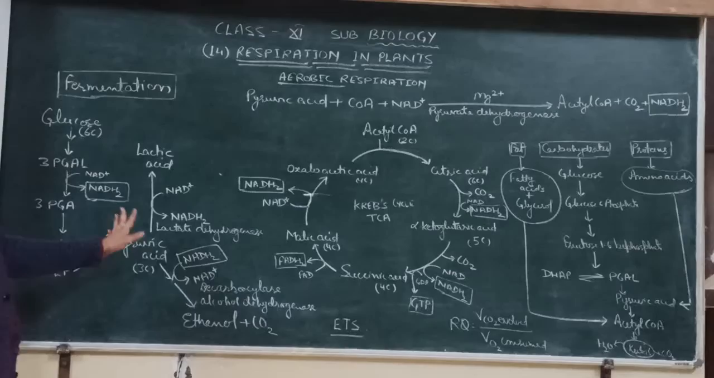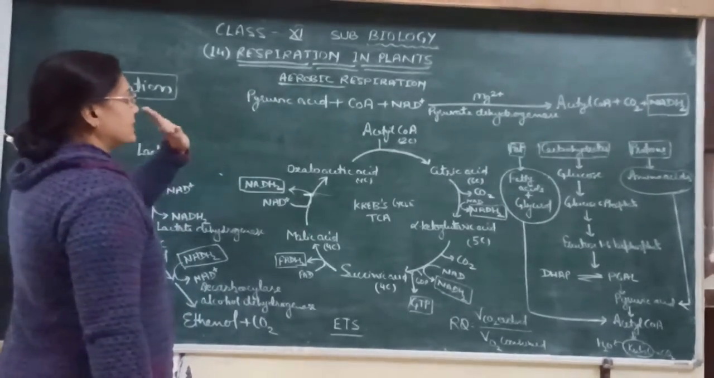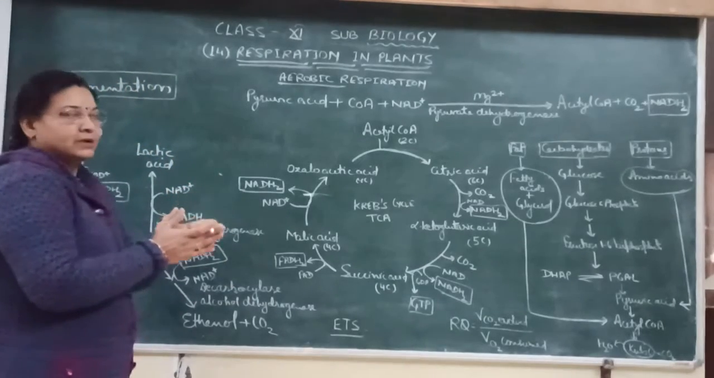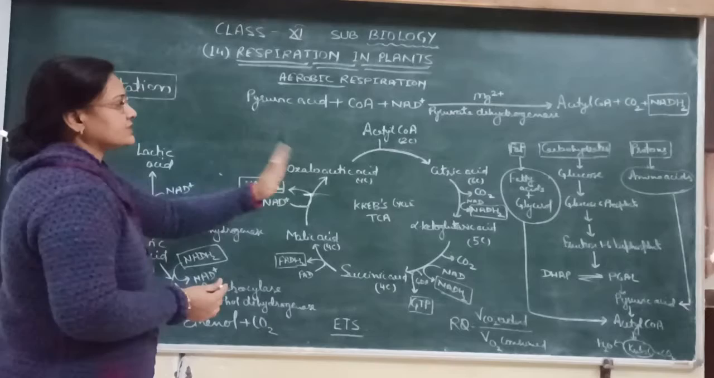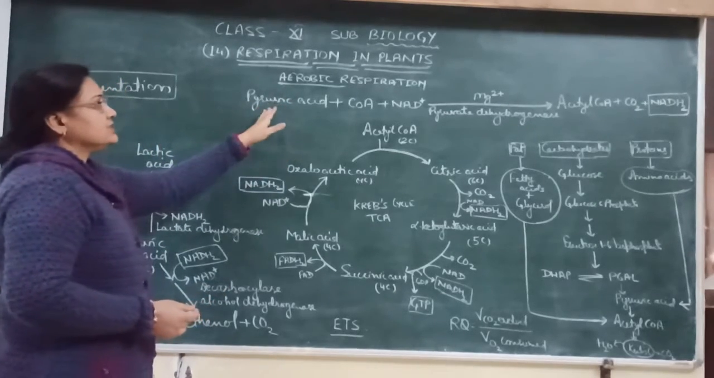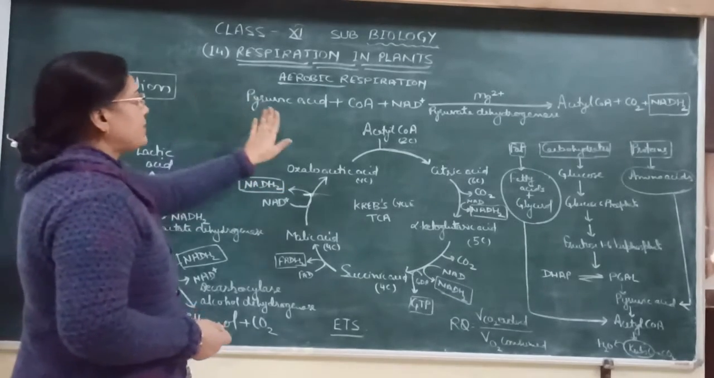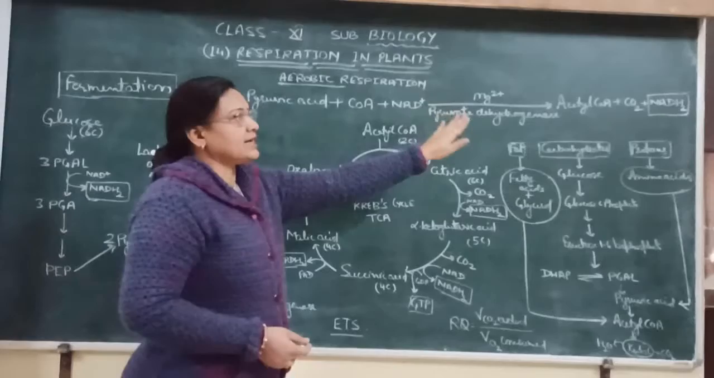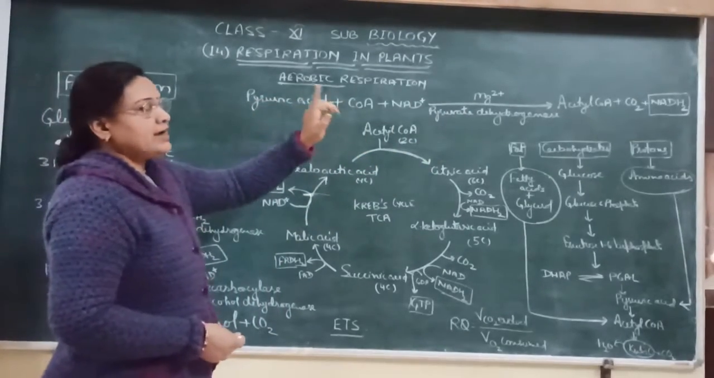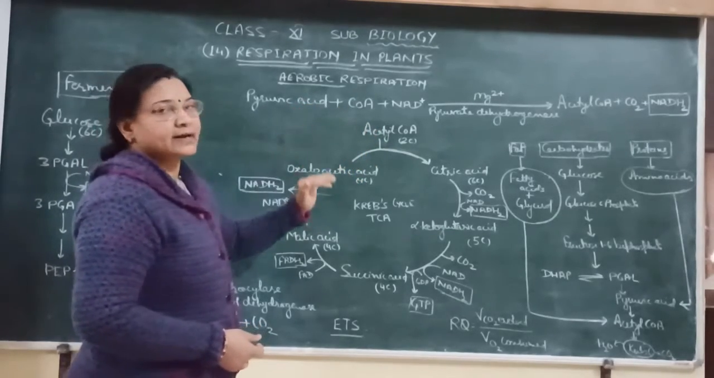Okay. Now we come to aerobic respiration. In aerobic respiration, after glycolysis, when oxygen is available, then the Krebs cycle continues. But pyruvic acid cannot enter the Krebs cycle in this form. So first pyruvic acid is converted into acetyl coenzyme. This is the first step. What is acetyl coenzyme? Acetyl coenzyme is the connecting link between glycolysis and the Krebs cycle.